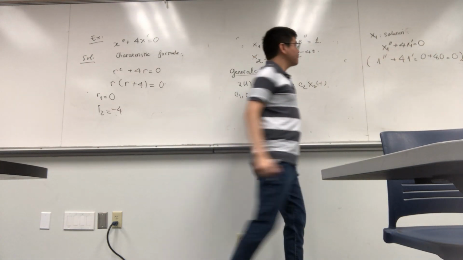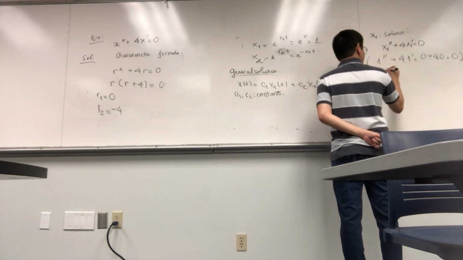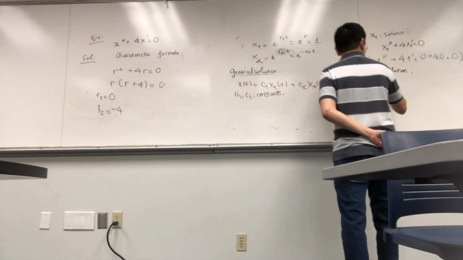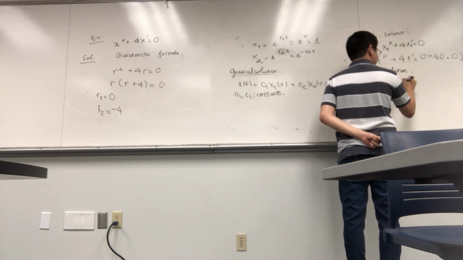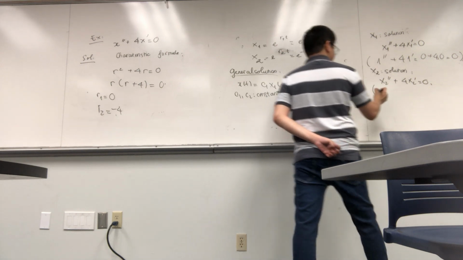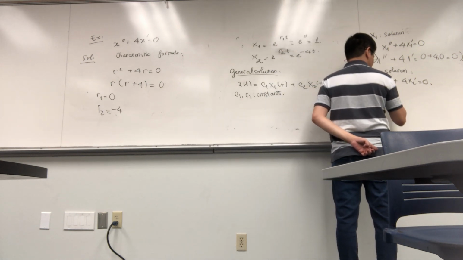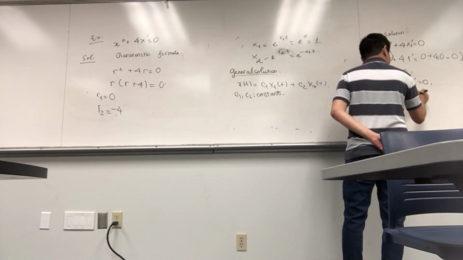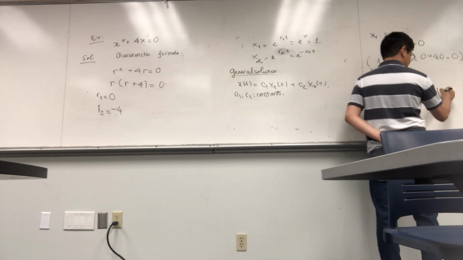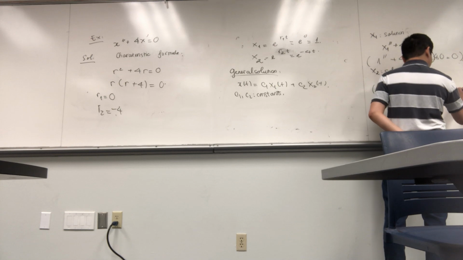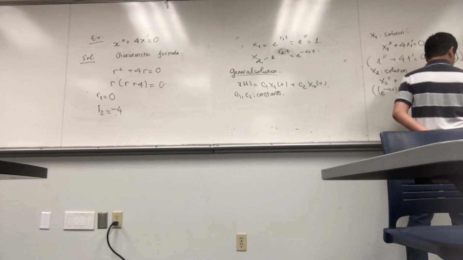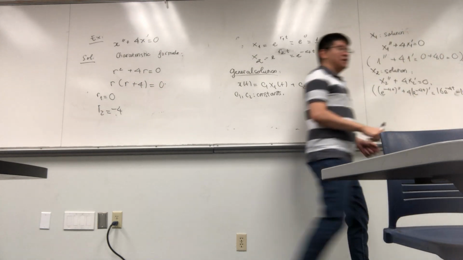Right? So x2 is a solution, meaning that x2 second plus 4 x2 prime is also 0. Because e to the power minus 4t second derivative plus 4 times e to the power minus 4t prime is 16 e to the power minus 4t plus minus 16 e to the power minus 4t, which is 0.